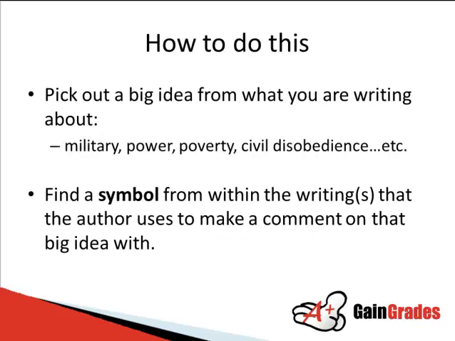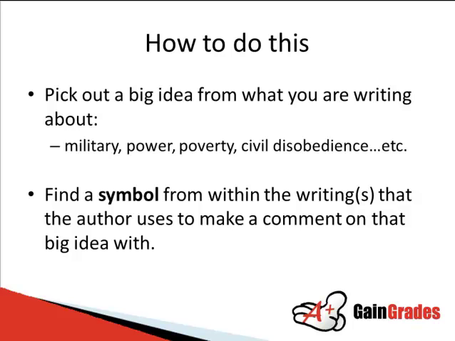Here's how to do this. Pick out a big idea from what you're writing about. Basically, this is going to be from what you were reading, whether it's just one text or a couple of texts that are informing what you're writing about. With literature, it might be something related to the military, power, poverty, civil disobedience. These are just a few examples. Obviously, there's a million and one different big ideas that could be hit on within what you're reading.